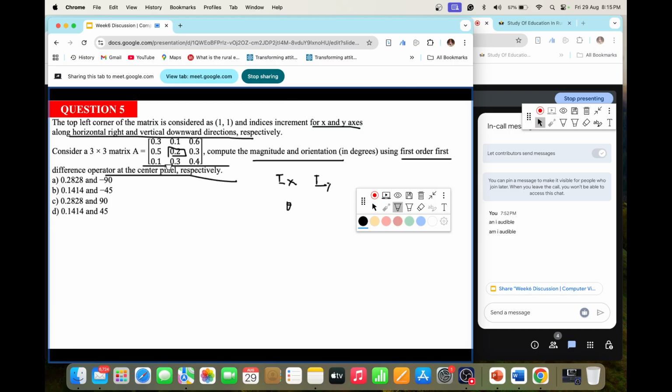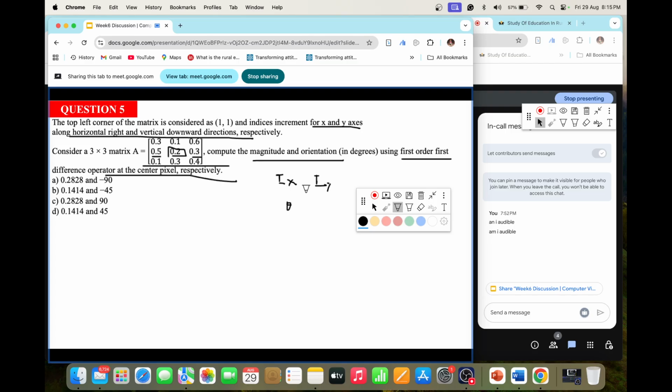Yeah, so very easy. So what is Ix? Ix is I(x+1, y) minus I(x-1, y). So what is I(x+1, y)? That is 0.5. I(x-1, y), that is 0.3. So your Ix or Gx will be 0.2.